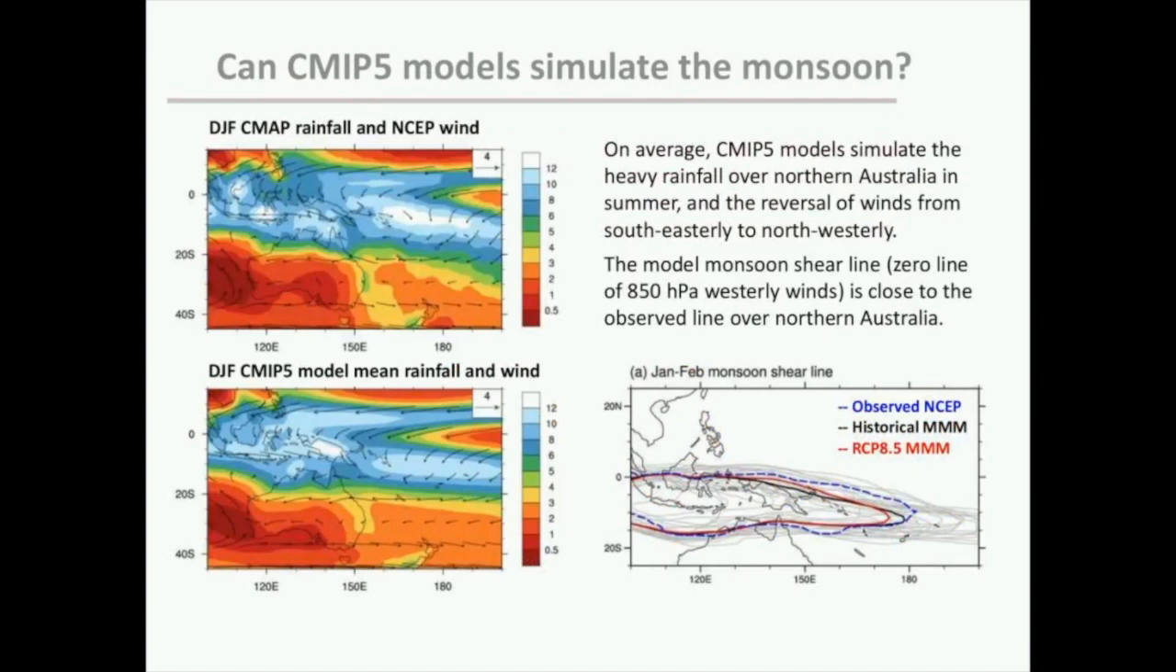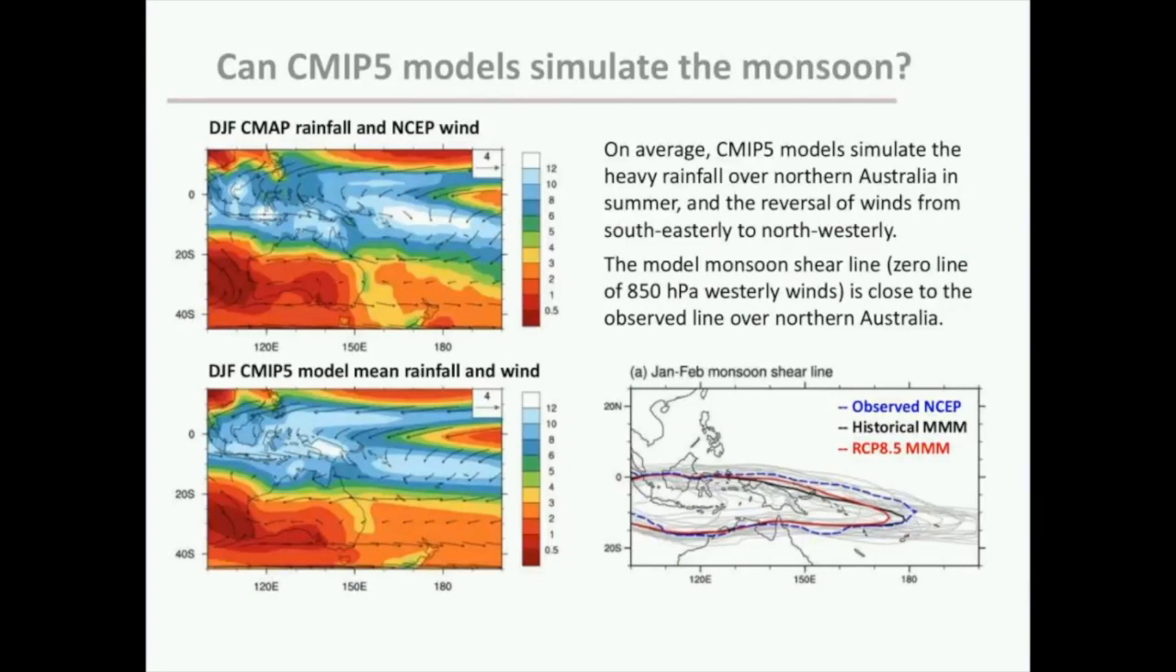Before we can really use the models to make projections, we need to evaluate them and see whether they actually capture the large-scale features of the monsoon. So here, on the top, are observed rainfall and low-level winds from CMAP and NCEP, and then below that is the model mean from our 35 coupled models. And hopefully you can see that the model is able to simulate the heavy rainfall over Northern Australia in the summer season. So this is December through February. And also a reversal of winds, a westerly flow over just the northern tip of the continent.